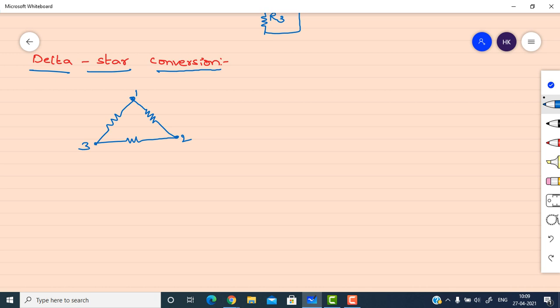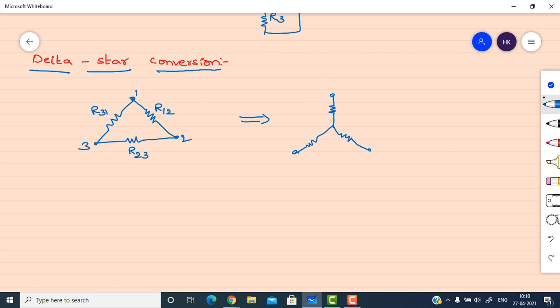Between terminals 1 and 2, the resistor connected, I am assuming it is R12, between 2 and 3 the resistor connected is R23, and between 3 and 1 the resistor connected is R31. So I have three resistors in the form of delta. What I need is to convert into star without changing the value of the network. But I don't know what will be the value of the resistors if converted into star, so that we have to find out.